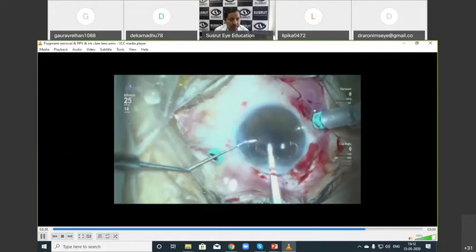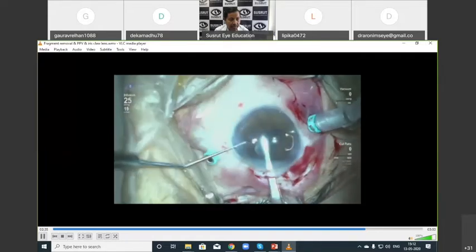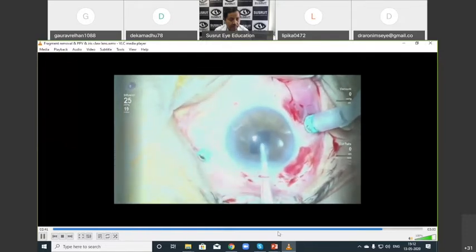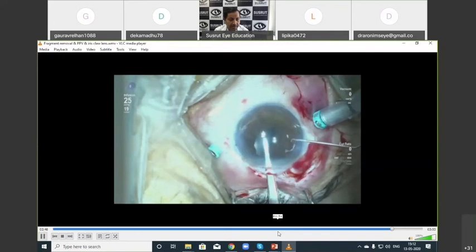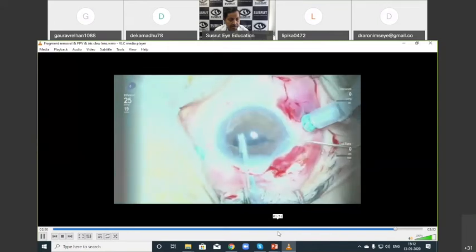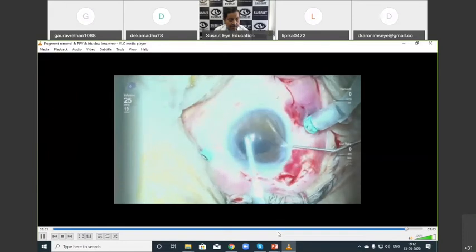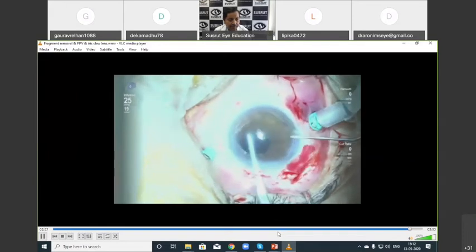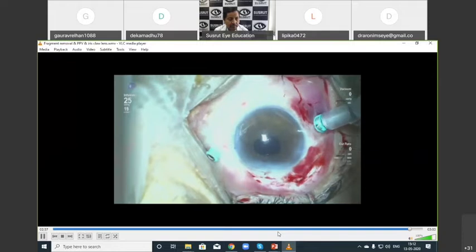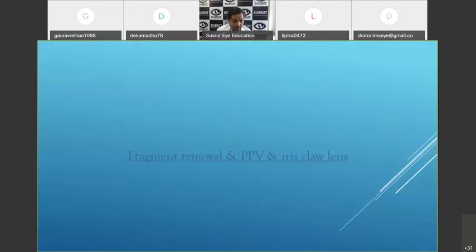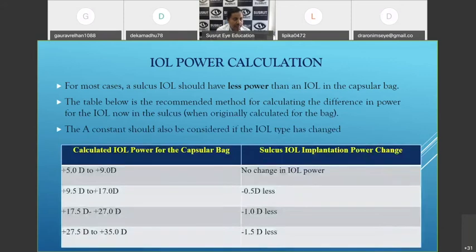The first loop is going behind the iris and it is to be tucked. Changing the hands from the opposite side port, another haptic has been taken behind the iris and it is being tucked. So now it is fixed. And then the vitrectomy is completed and ultimately the wound is sutured. And the surgery is complete.